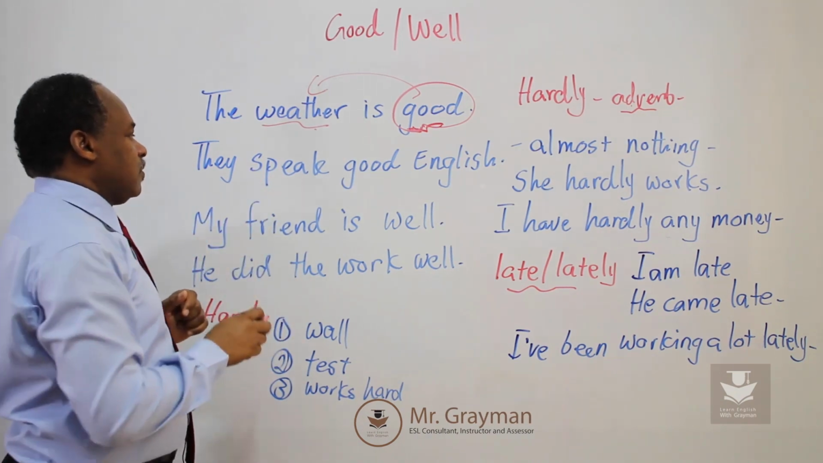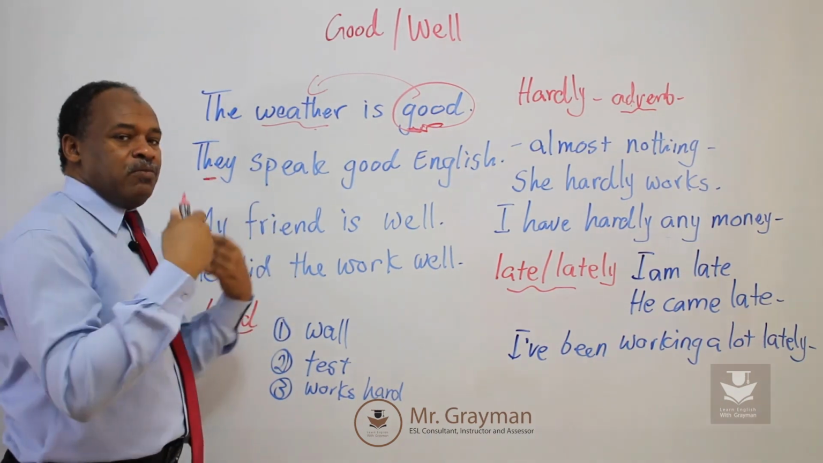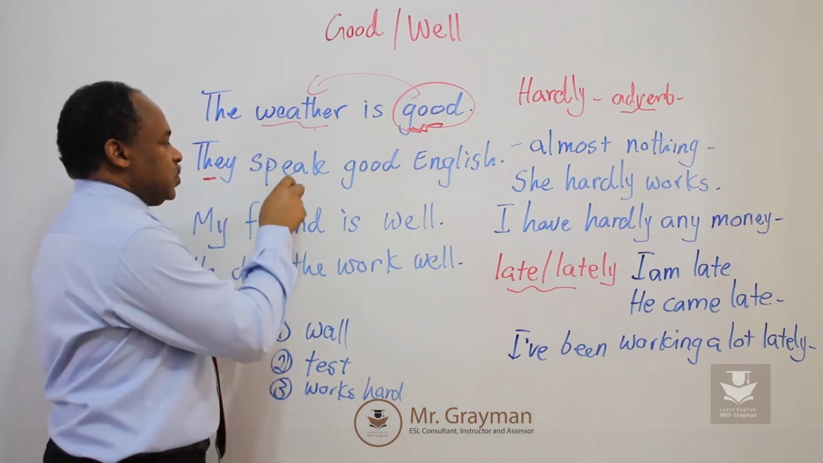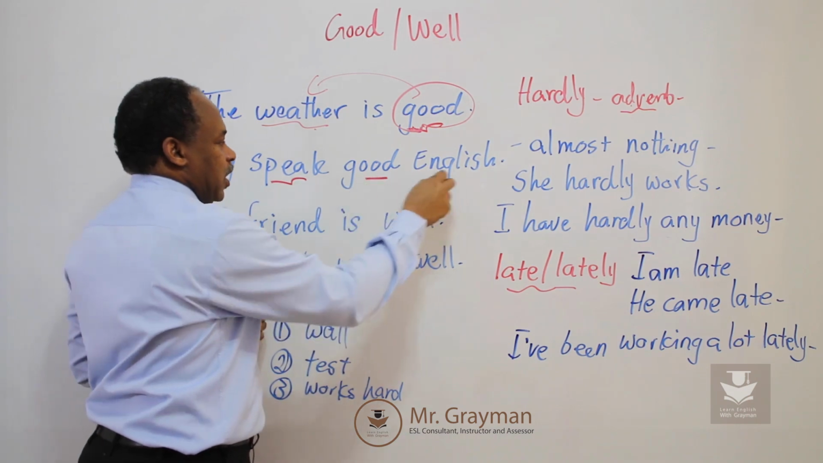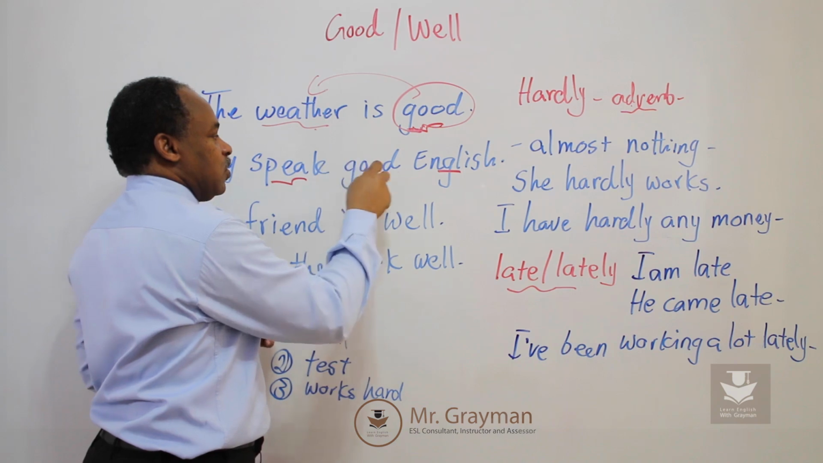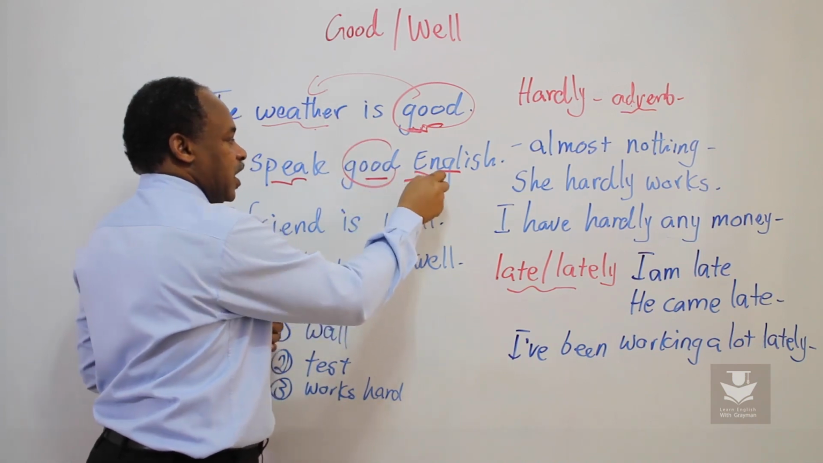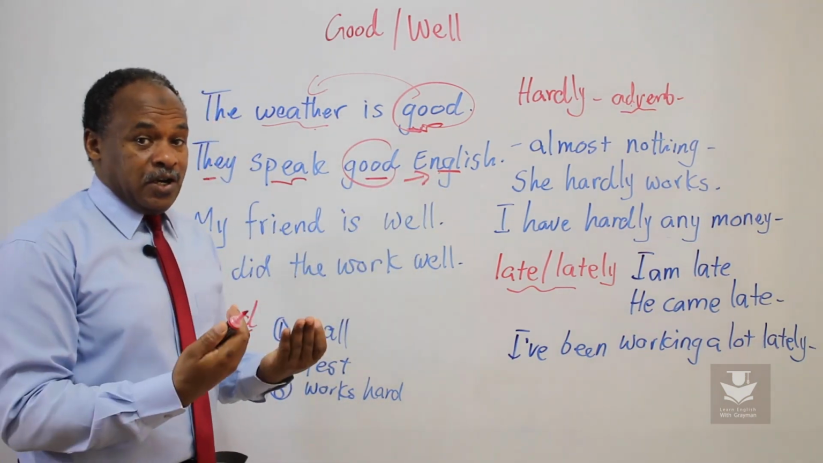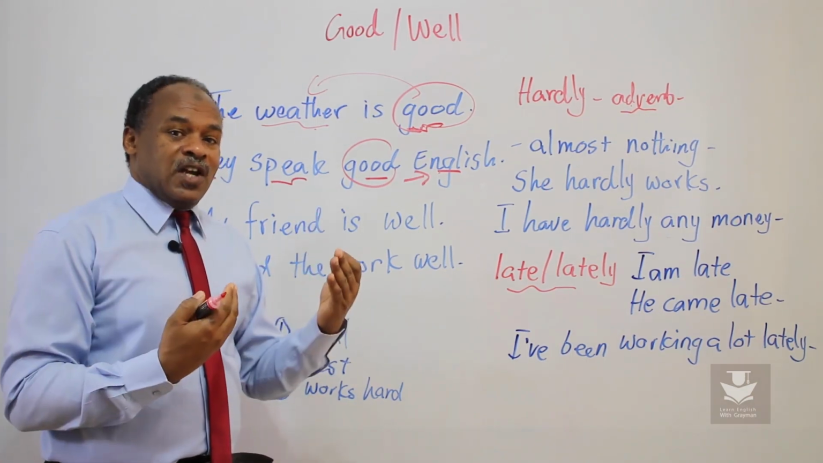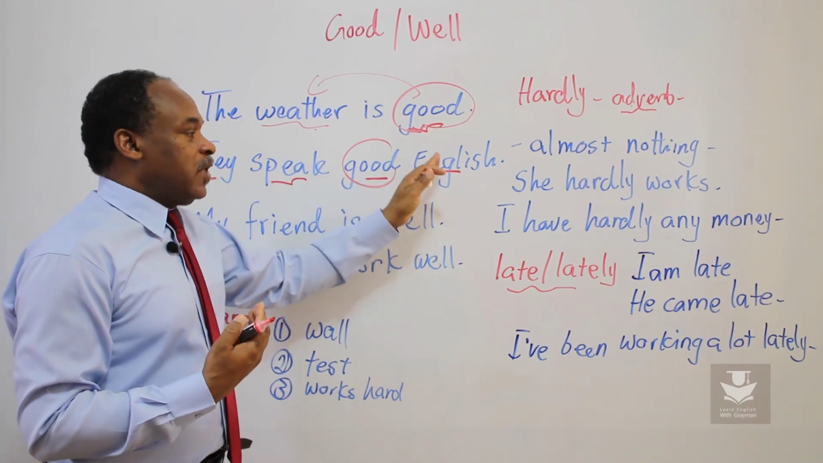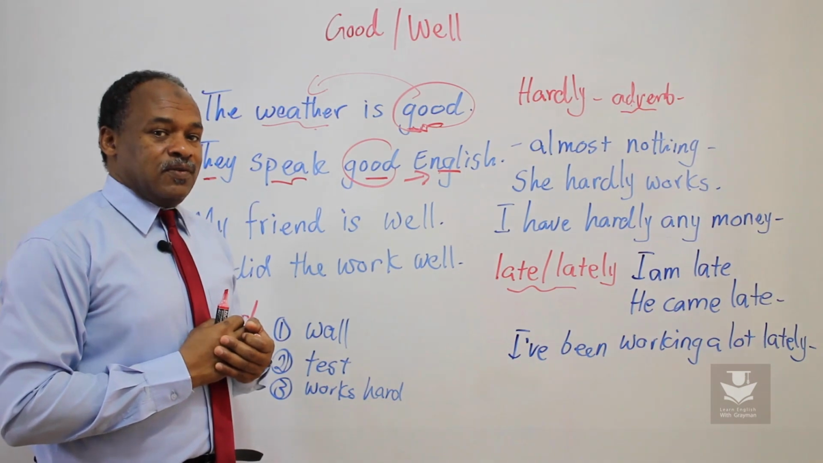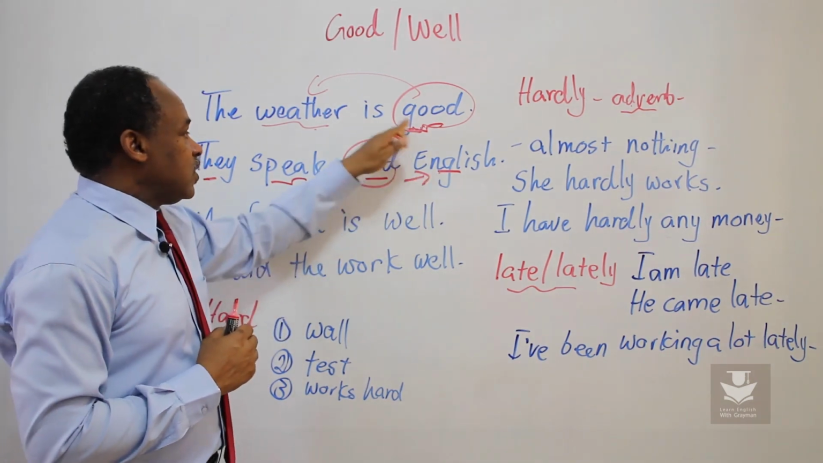Let's look at it here. We say, they could be my friends, they speak good English. They speak good English. So good here describes what? It describes English. They speak good English. They speak excellent English. So excellent and good describe English. So this is another adjective. It describes this word, and this one describes weather.